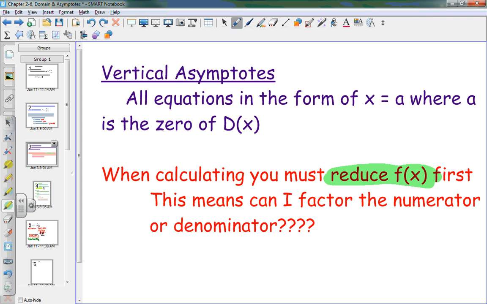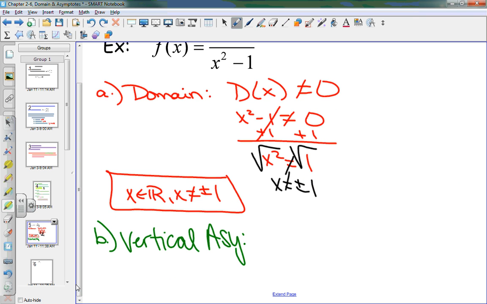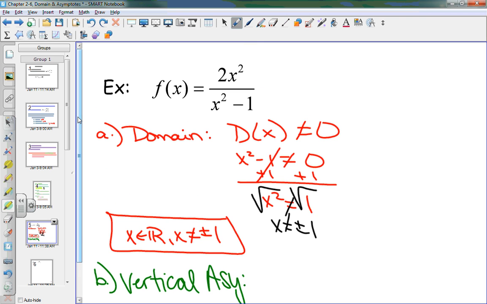So, what are my possible vertical asymptotes so far? Well, I can look at my domain and say, whatever my restrictions are, those have to be the only vertical asymptotes that I can have. Do we understand that? So I can have x equals 1, or I can have x equals negative 1. How do I know if I'm going to have both of them? Well, I'm not going to know until I see if I can reduce this. In other words, can I factor f of x? Can I reduce it?